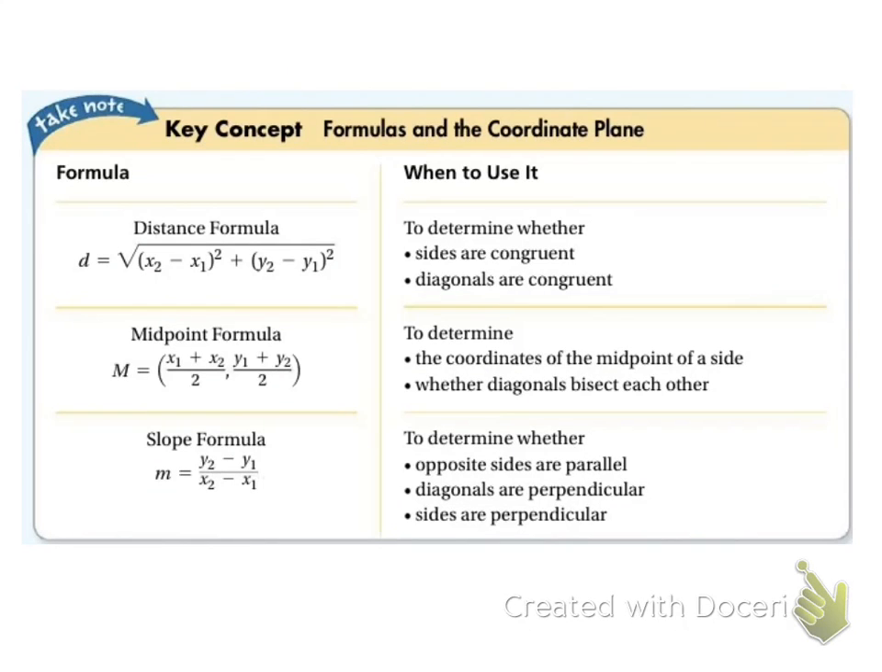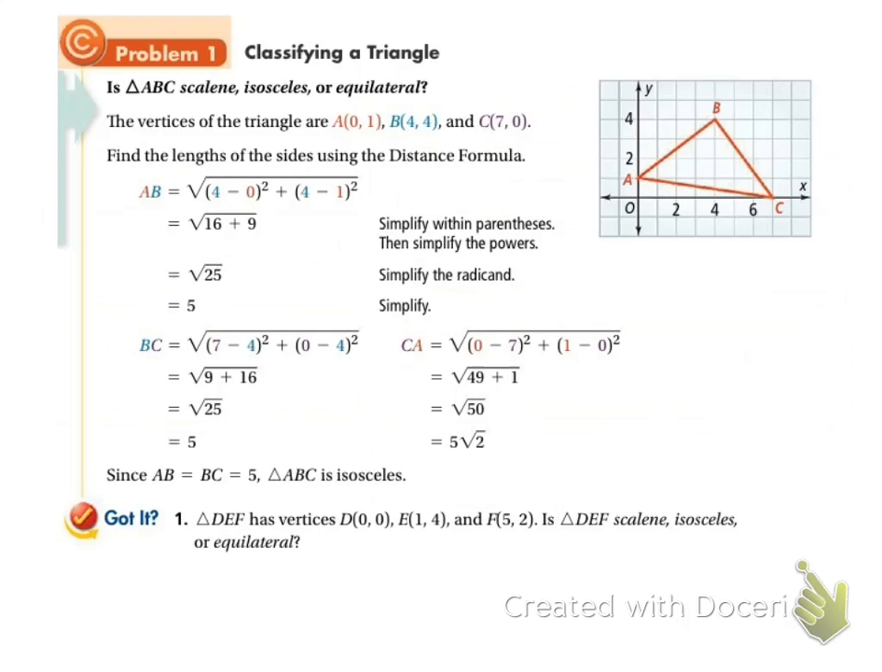This is 6.7 of geometry. So we've worked with these formulas before, but we're going to use the distance formula, midpoint formula, and slope formula in this section. So write those down if you don't remember them.